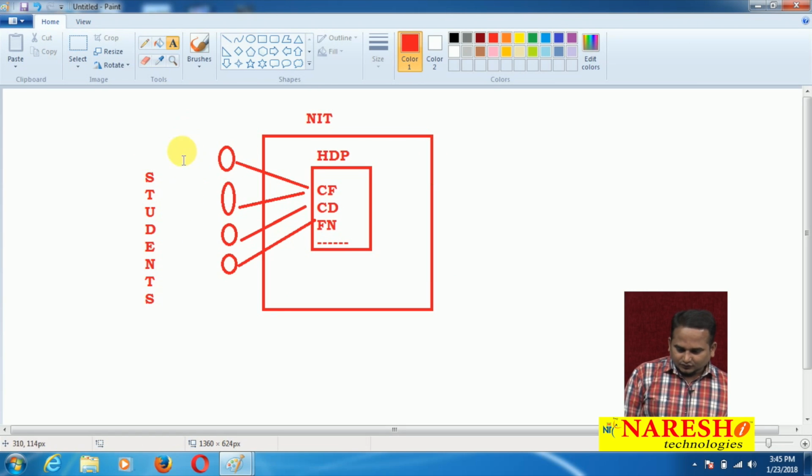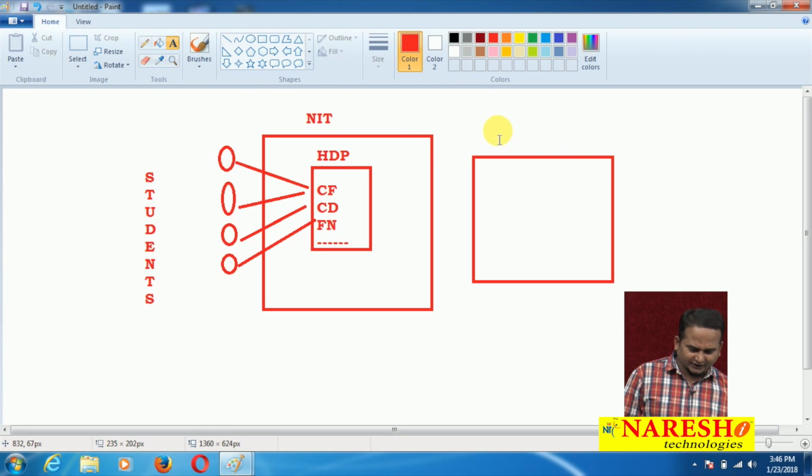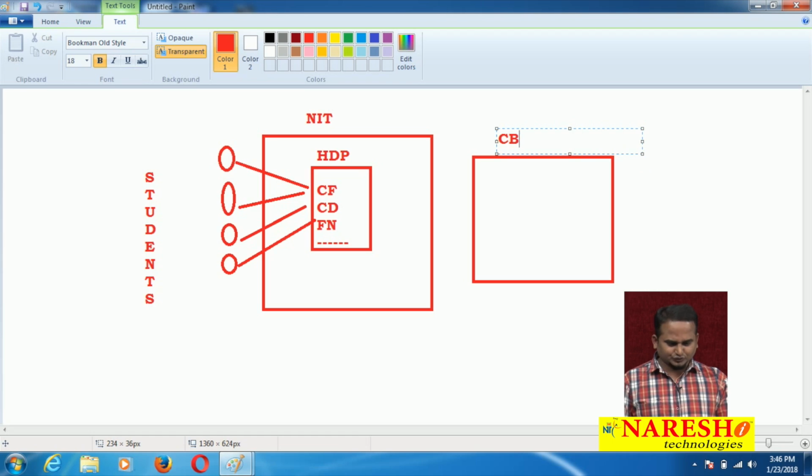See guys, once students come to the Naresh IT technology main office and communicate with the help desk people, the help desk people will give the information about course fees, course details, course duration, faculty name, and timings also. Now, the help desk people will show some pamphlet or course brochure. Assume I am taking a course brochure or pamphlet, CB, course brochure.